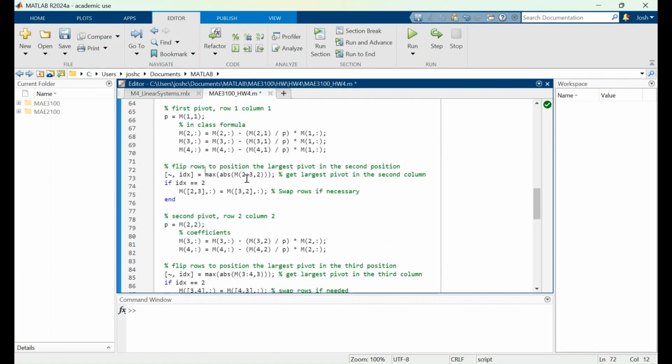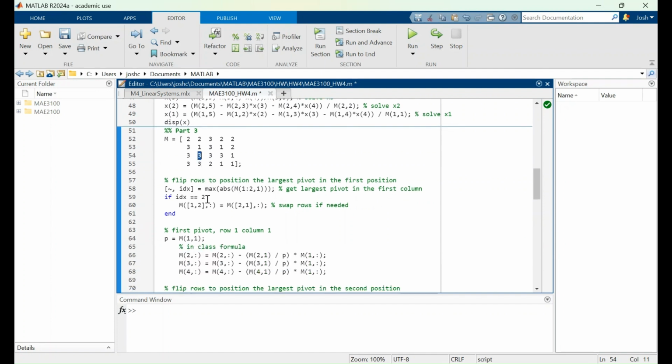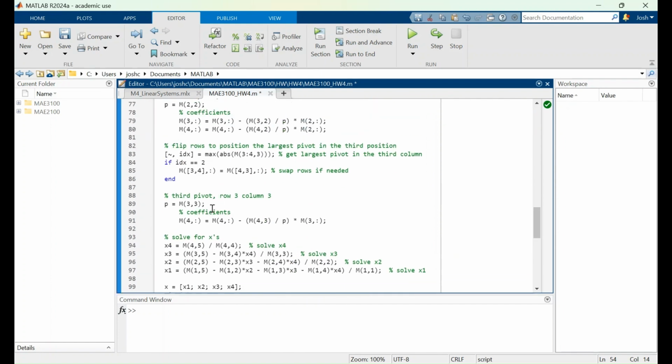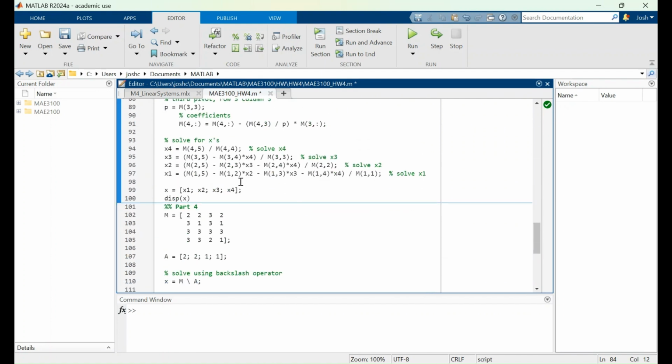go down the diagonal. We don't care about row 1 anymore. We start here. So we do row 2 and row 3. And then the next one we'll do here, column 3. It'll be row 3 and row 4, which you can see here. Same thing, the indexing, the swapping, all of it's the same.